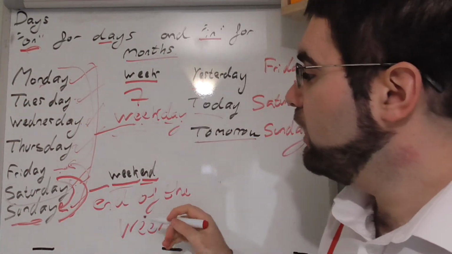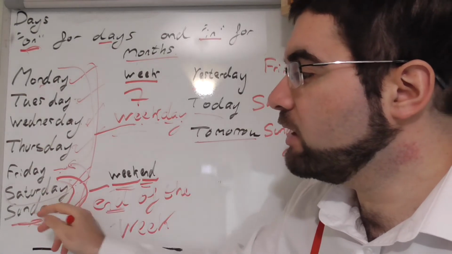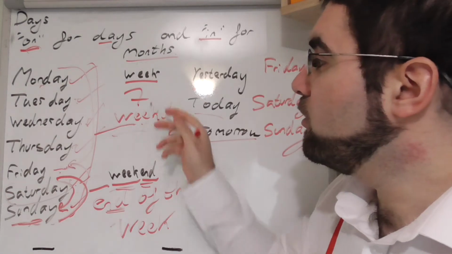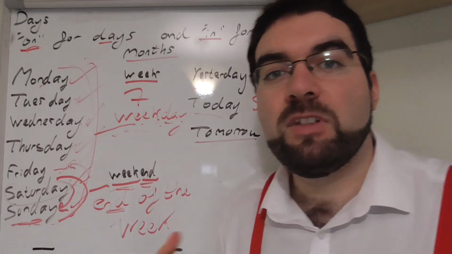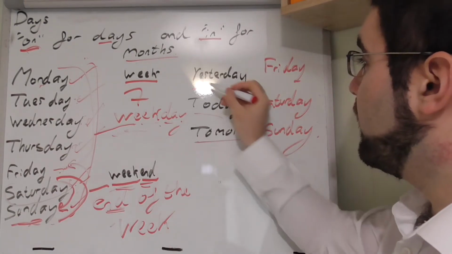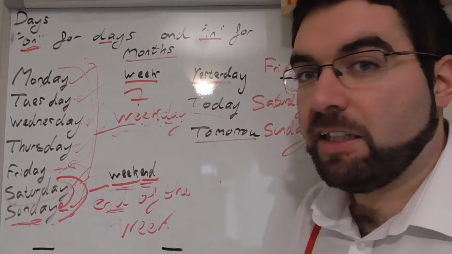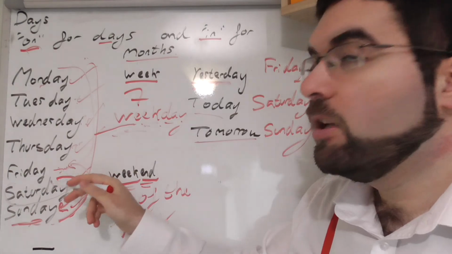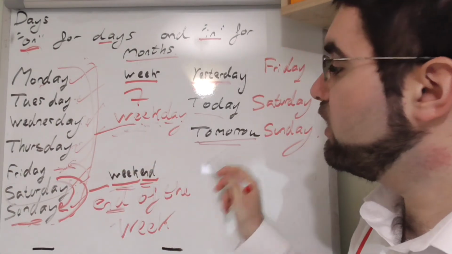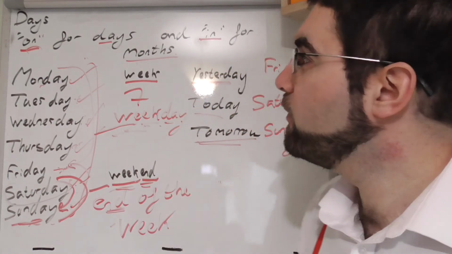Makes sense. It is the weekend. End of the week. Saturday, Sunday. Weekend. Well, weekday, Monday, Tuesday, Wednesday, Thursday, Friday. You could say yesterday was a weekday. Or if it's Friday, tomorrow is the weekend. Makes sense. How cool is that?